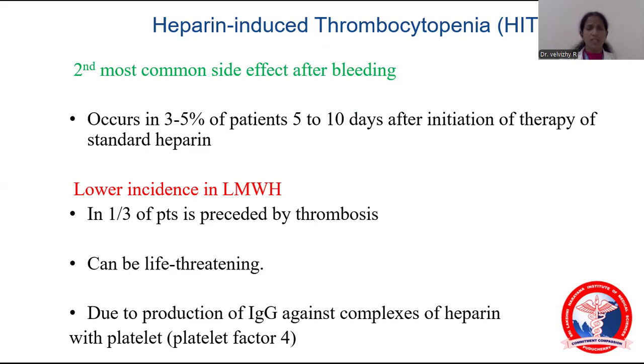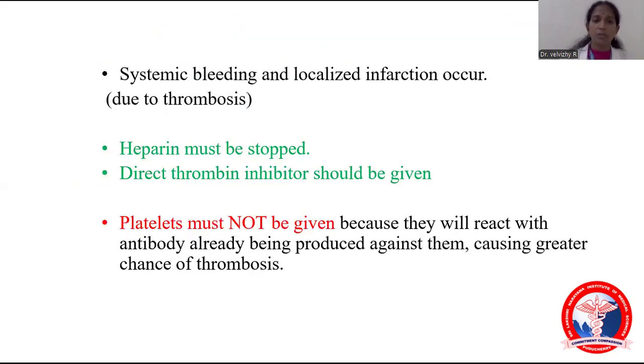This adverse effect is low with low molecular weight heparin, and heparin-induced thrombocytopenia is sometimes life-threatening also, and this is due to the development of IgG antibodies against platelets. Okay, so in these cases we should not give platelet transfusion because there is development of antibodies against platelets. So even if you transfuse platelets, it will destroy all of them, and the bleeding manifestation will continue without stopping. So here what you're supposed to do is immediately stop heparin, and we can substitute with direct thrombin inhibitors.